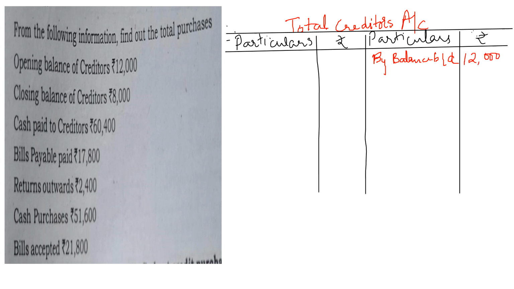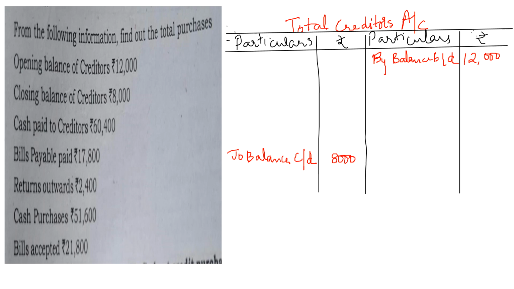Okay. Next, you have closing balance of creditors. So that can be recorded here, at the end. Closing balance in the debit side will come there as to balance carried down or carried forward. Okay. So the amount is 8,000.